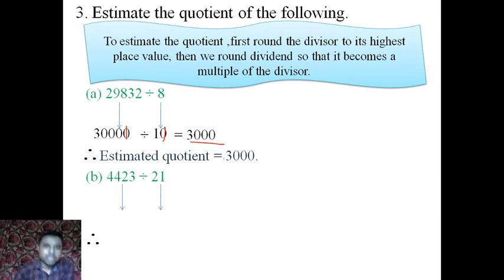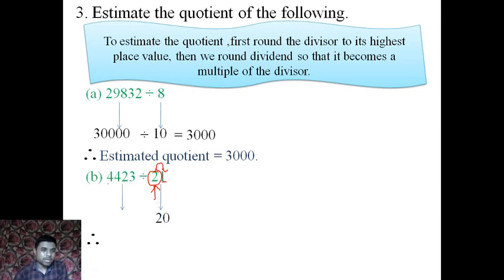Let's see more examples for estimating the quotient. Question number B. What is the first step? The first step is to round the divisor to the highest place. Here 2 is the highest place. Now we round off. What is the digit after 2? It is 1, which is less than 5. If it is less than 5, this 2 will not change. So 2 will be 2, and the right side digit will be 0, so it will be 20.